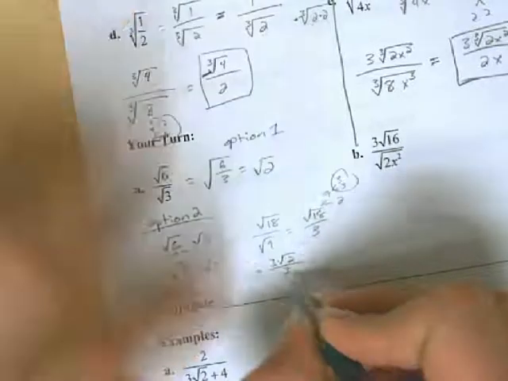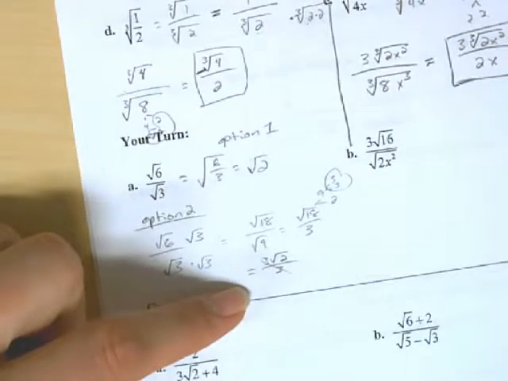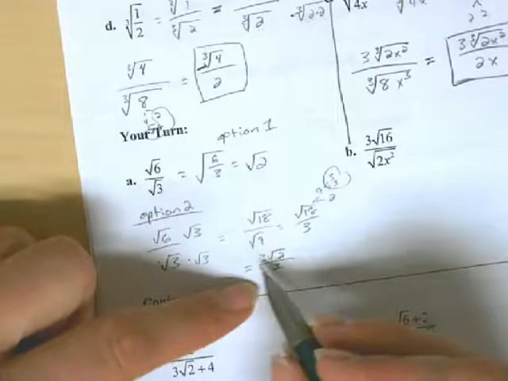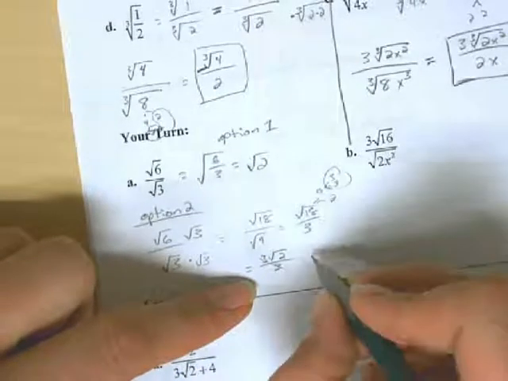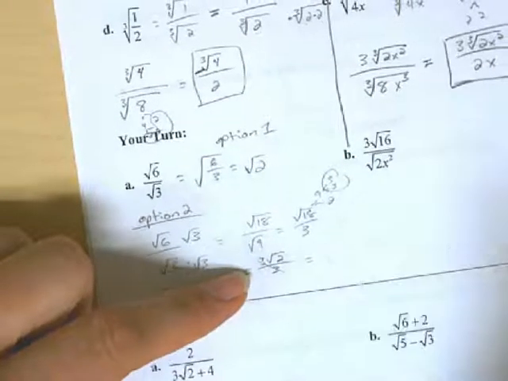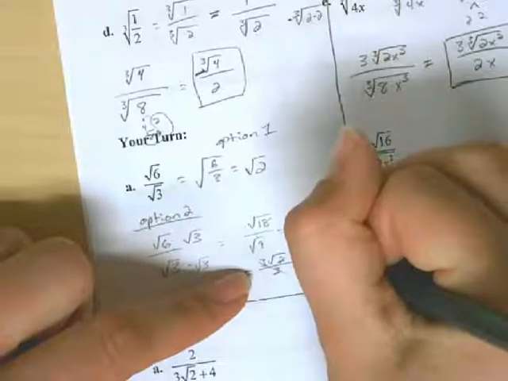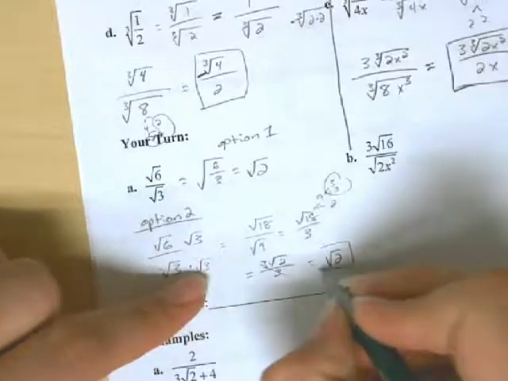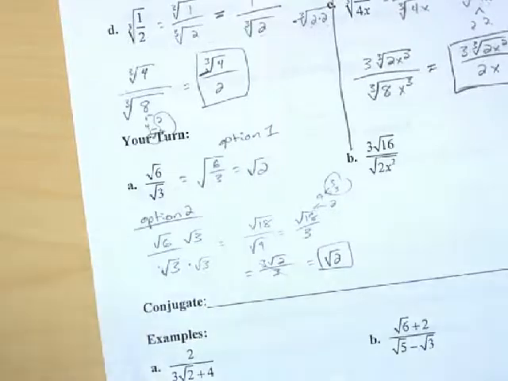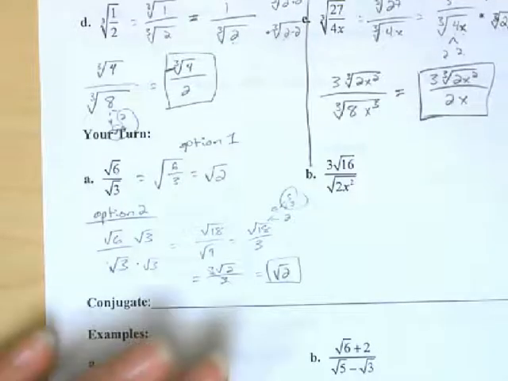Well, those 3's are allowed to cancel. Okay, this is all multiplication. There's not an addition or subtraction sign anywhere, which means I can reduce those. So final answer there is just the square root of 2. Okay, both give me the exact same answer. One is just a little faster than the other one. Okay, so same sort of thing with B.